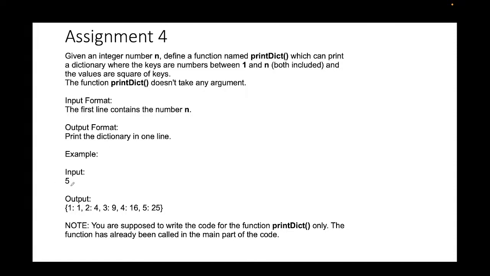An example is given. A dictionary of 5 keys is given. Input is 5. Output should be that for each key some values assigned. The value is such that it is the square of the keys. So this is the catch: if my key is 1, 1 square is my value. Key is 2, 2 square is my value. Key is 3, 3 square is my value.